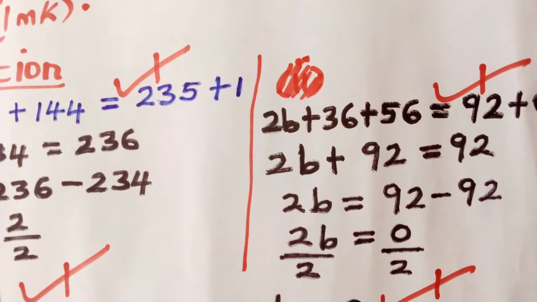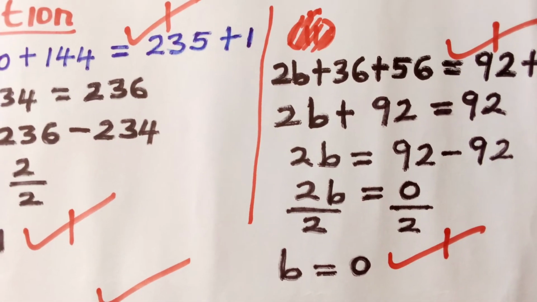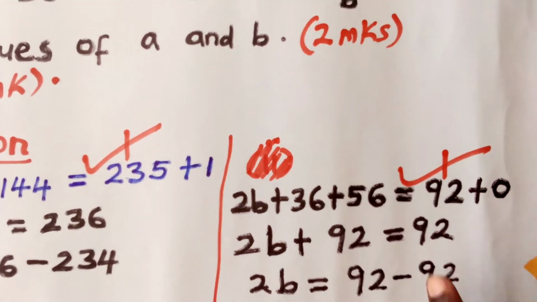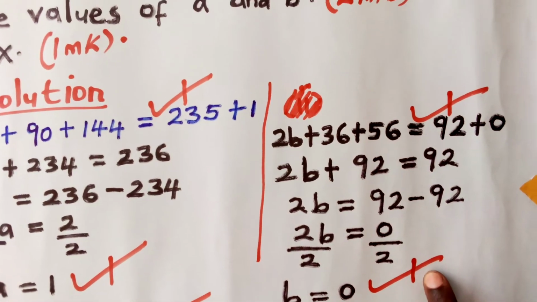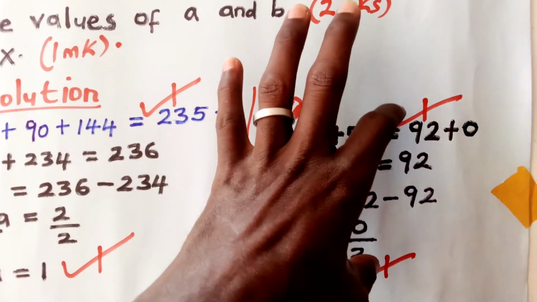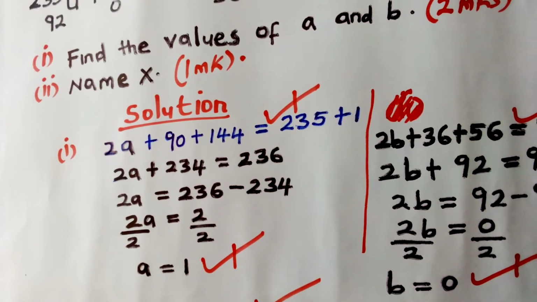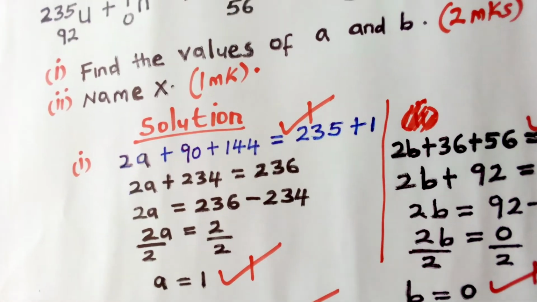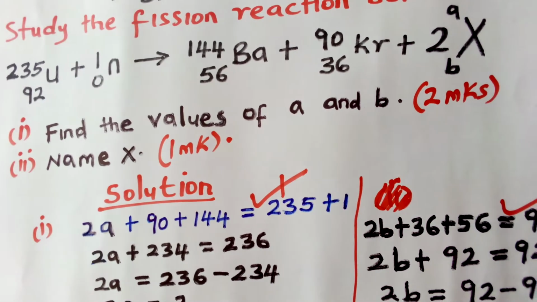92 minus 92, you get what? 0. And you divide both sides by 2. So your b is equal to 0. Also, we shall give a half a mark here, and a half a mark for the answer. So the total marks for calculating b is 1. The total marks for calculating a is also 1. 1 plus 1, you get what? 2. So you end up getting all these 2 marks.